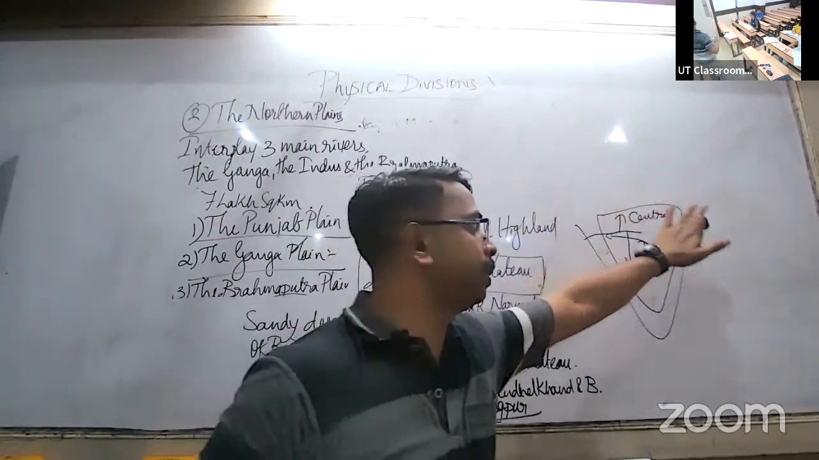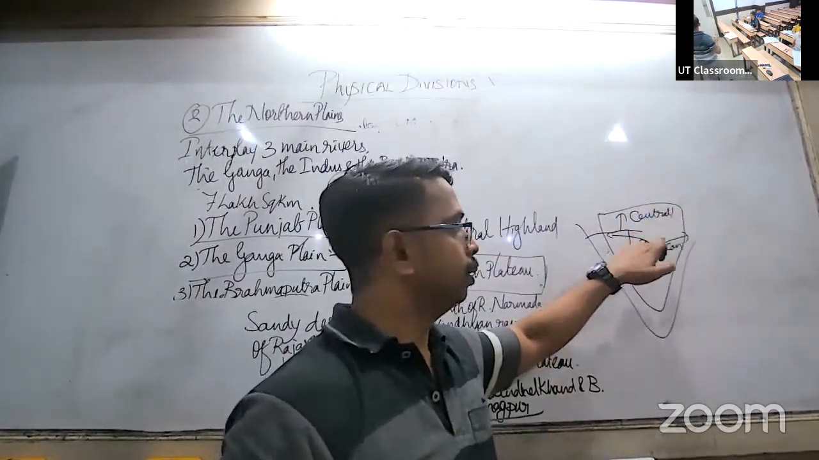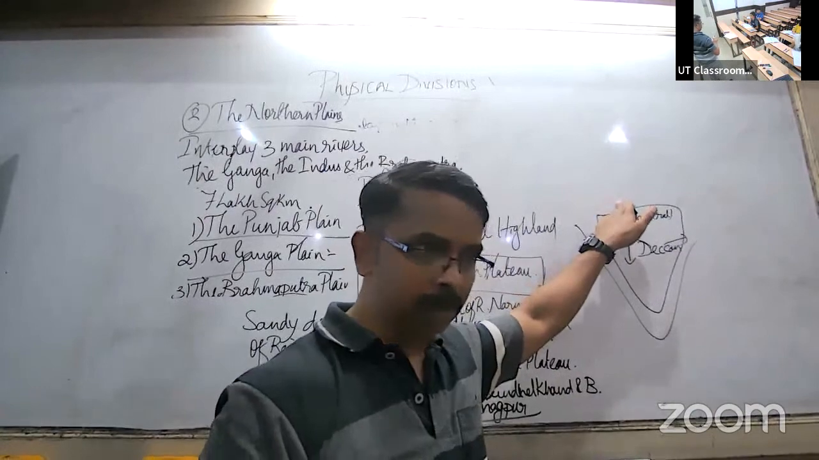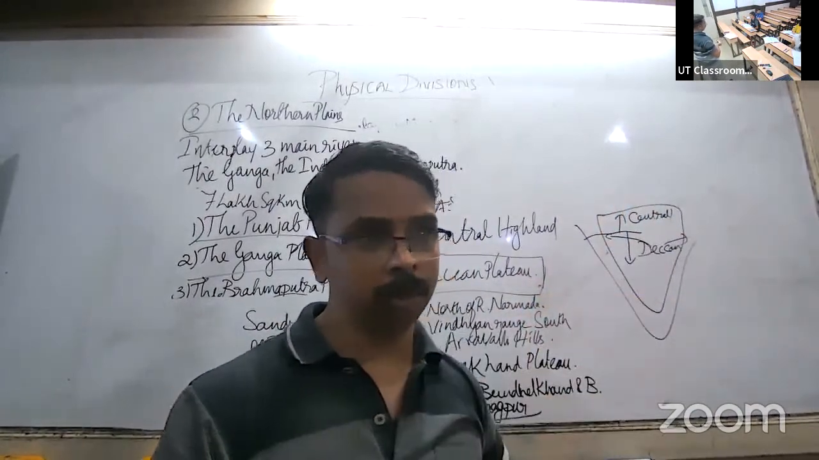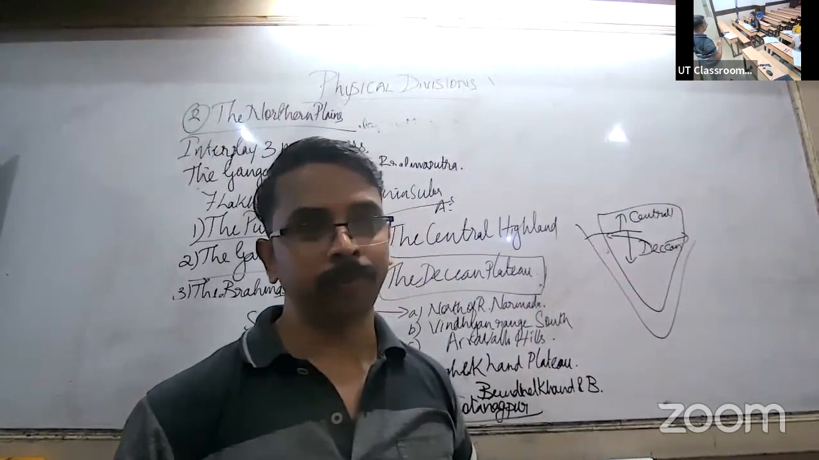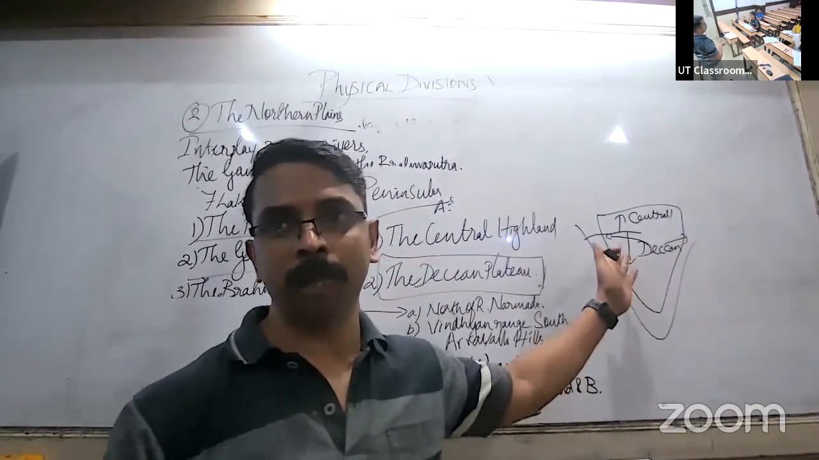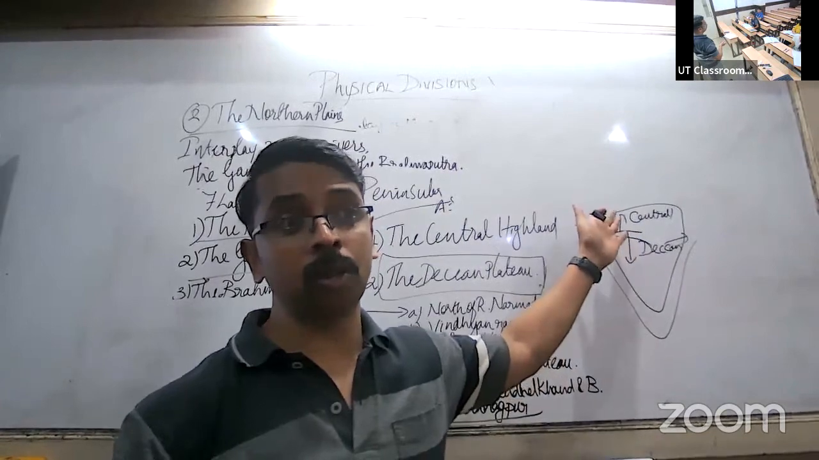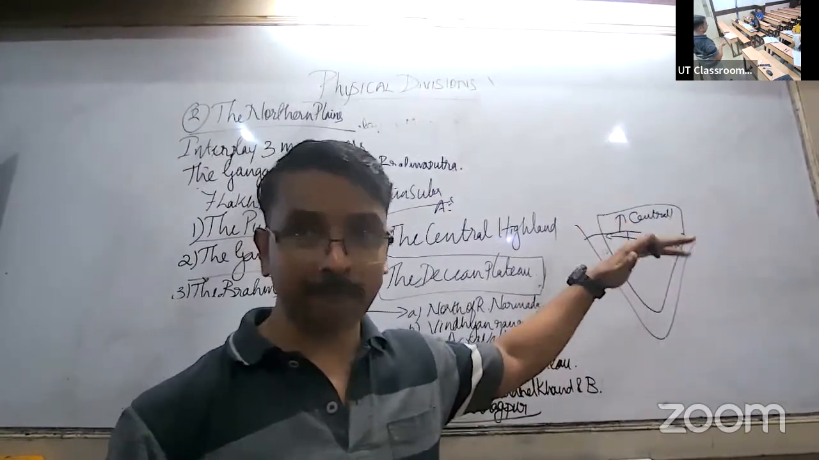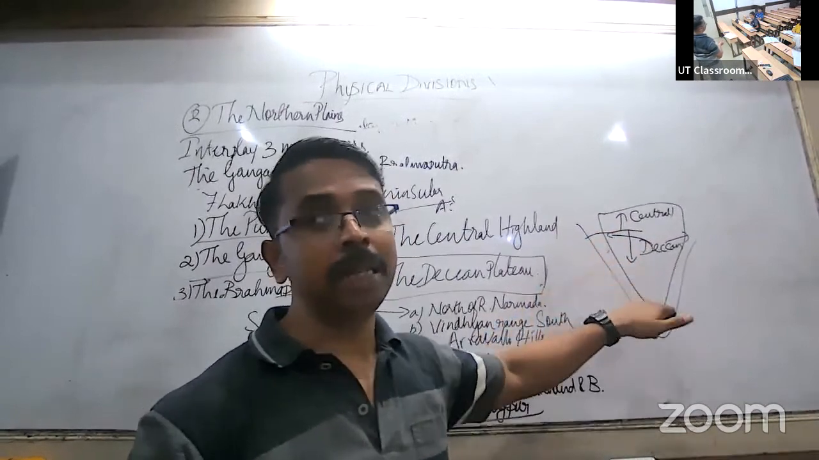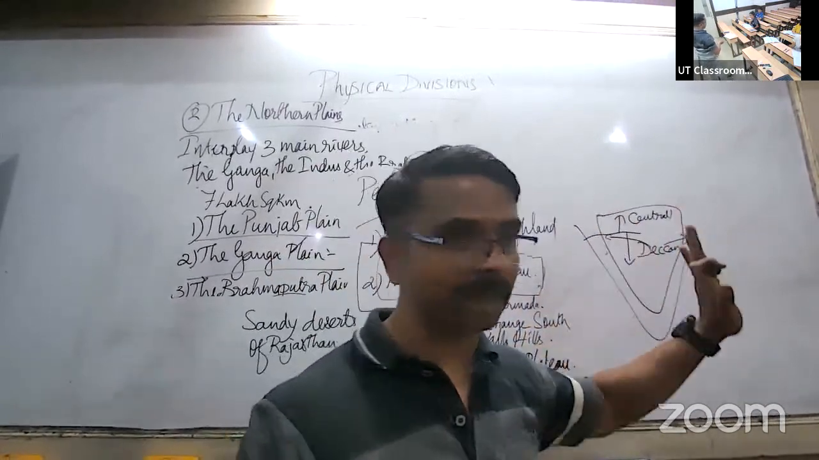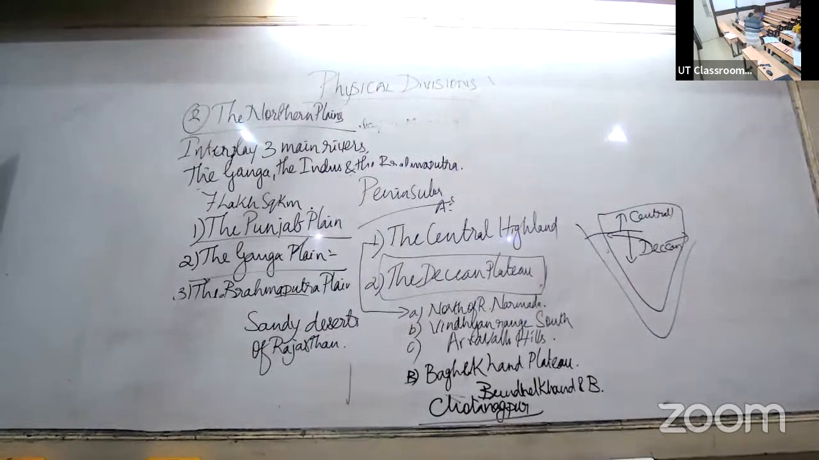These two together make our Indian Plateau. North of the Narmada is the Central Highlands, which includes Bundelkhand and Baghelkhand. They are part of which plateau? The one to the north of river Narmada. And towards the south of river Narmada is the second part of the Indian Plateau, the Deccan Plateau.